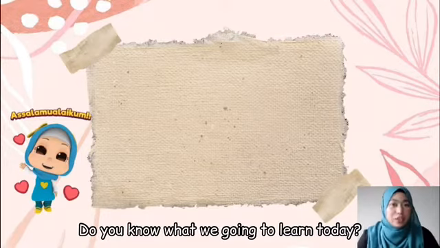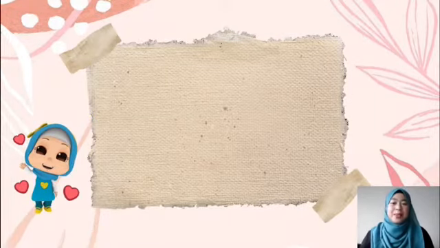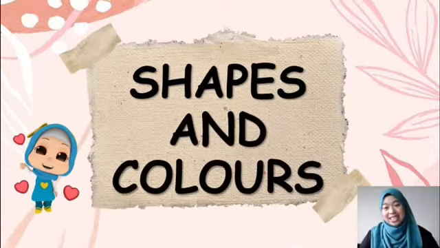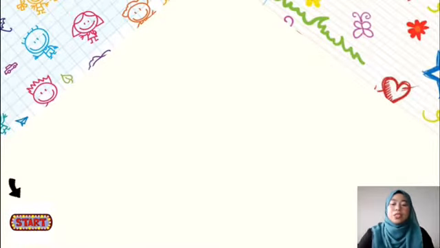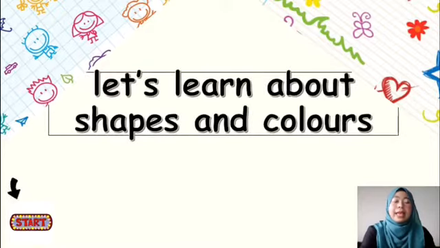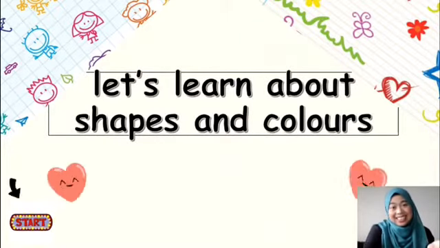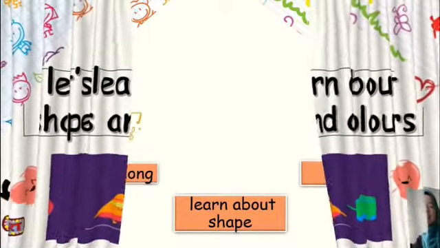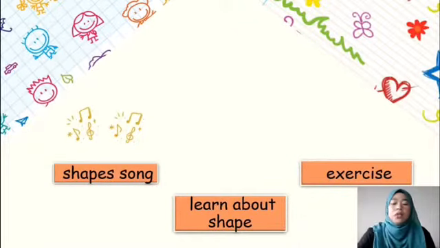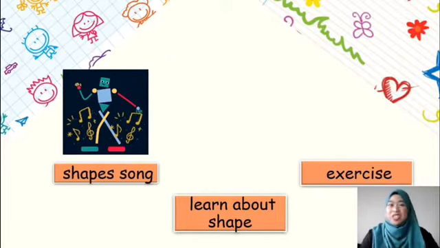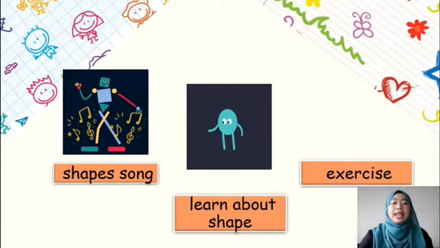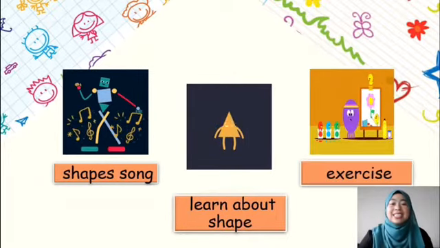Okay, do you know what we're going to learn today? Okay, let me see. Today we're going to learn about shapes and colors. Okay, let's go to the next slide. So today we're going to learn about shapes and colors. So first we're going to sing a shape song. And then we're going to learn about shapes. And the last one, we're going to do the shape exercise, okay?